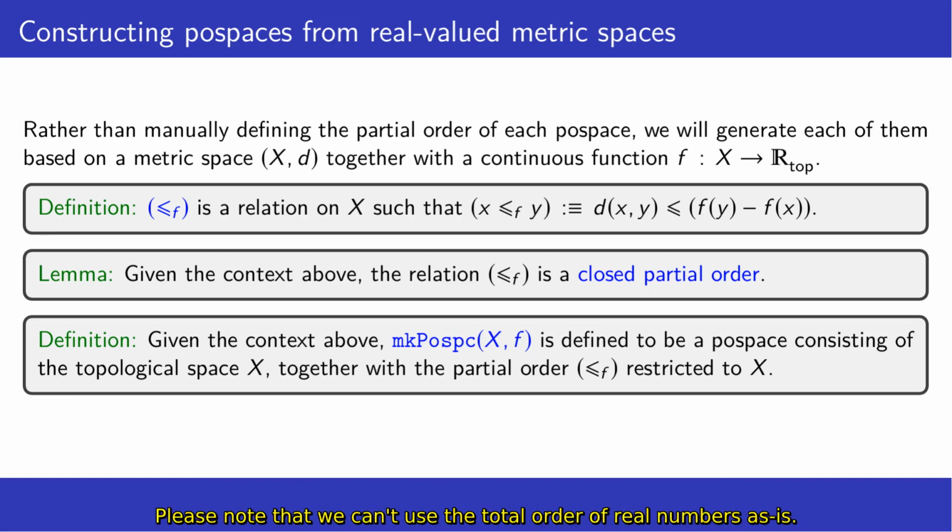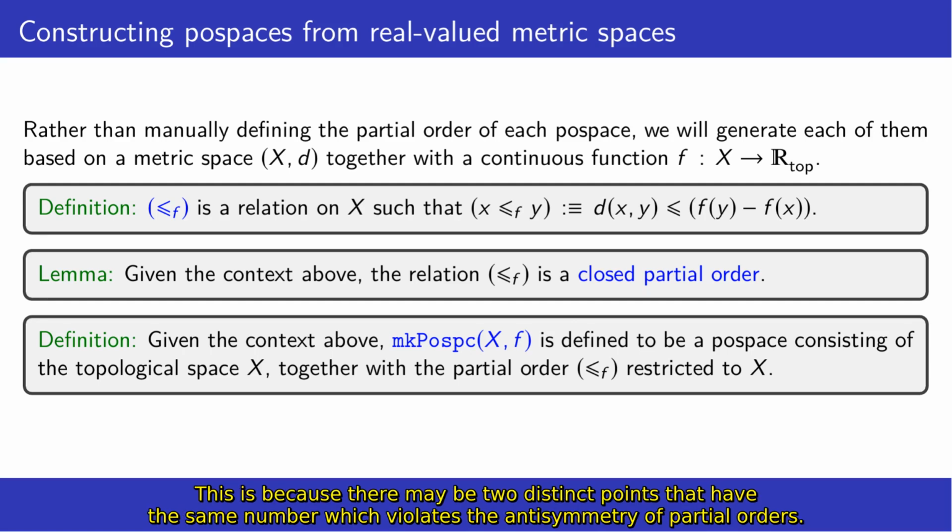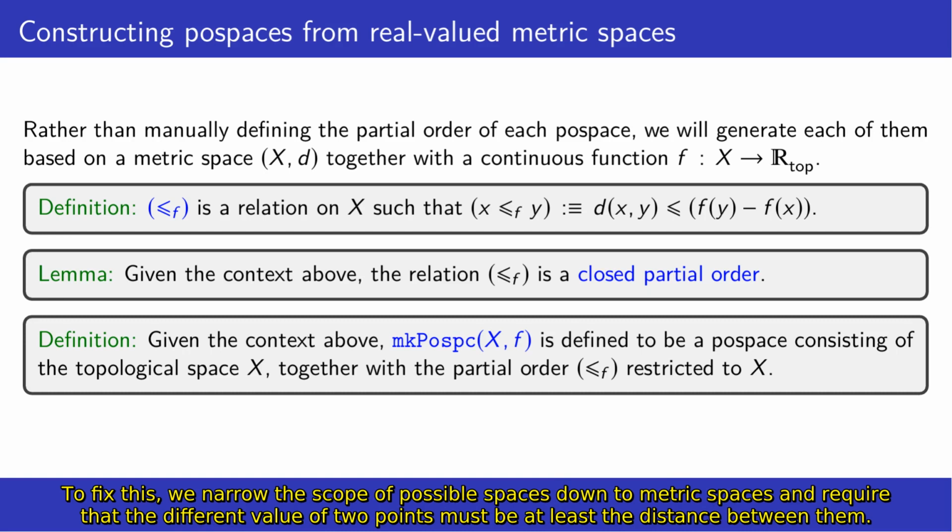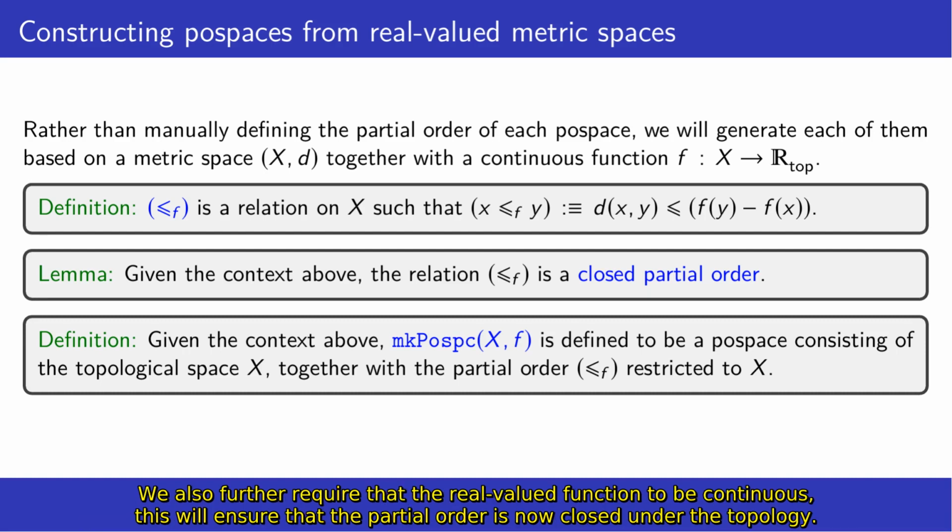Please note that we can't use the total order of real number as is. This is because there may be 2 distinct points that have the same number, which violates the antisymmetry of partial order. To fix this, we narrow the scope of possible space down to metric space and require that the difference in value of 2 points must be at least the distance between them. We also further require that the real value function be continuous. This will ensure that the partial order is now closed under the topology.